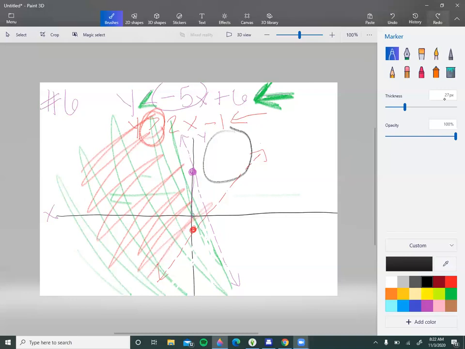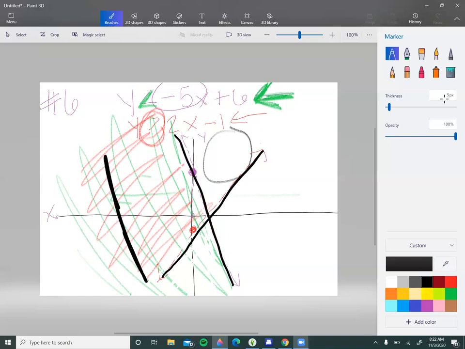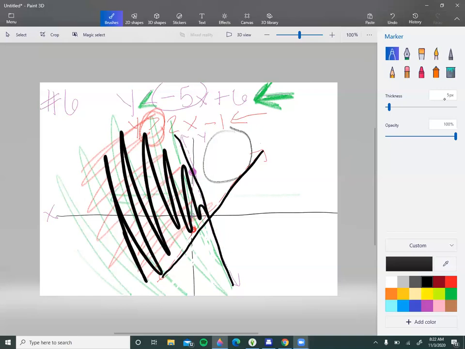Let me show you that one more time here. There's a line right here. There's a line right here. The shaded part's right in here. It's less than the first equation. It's larger than the second equation. This is your shaded area.